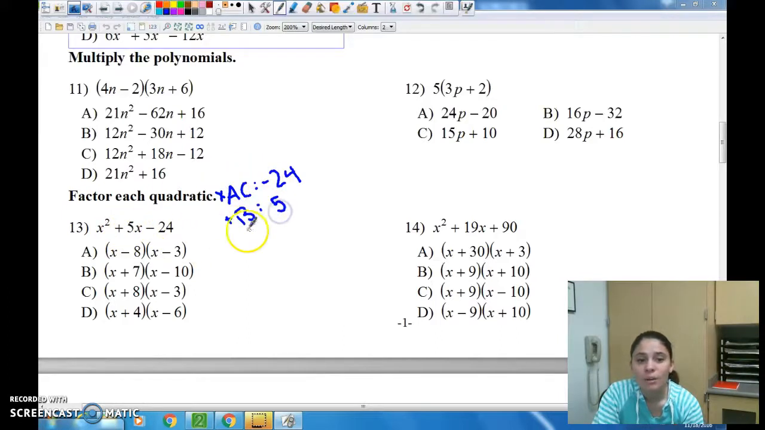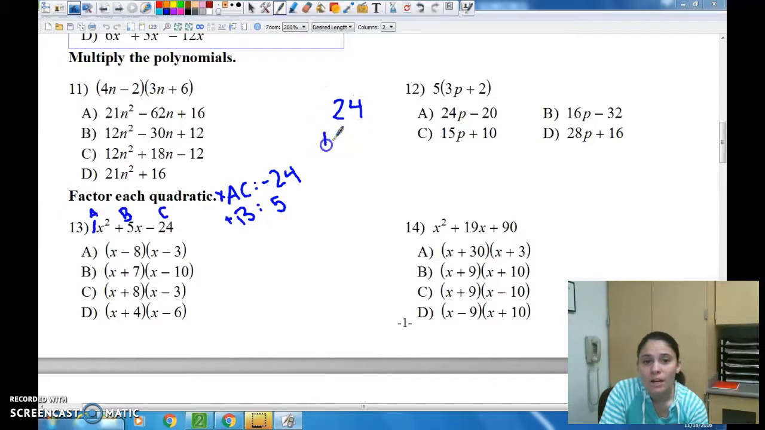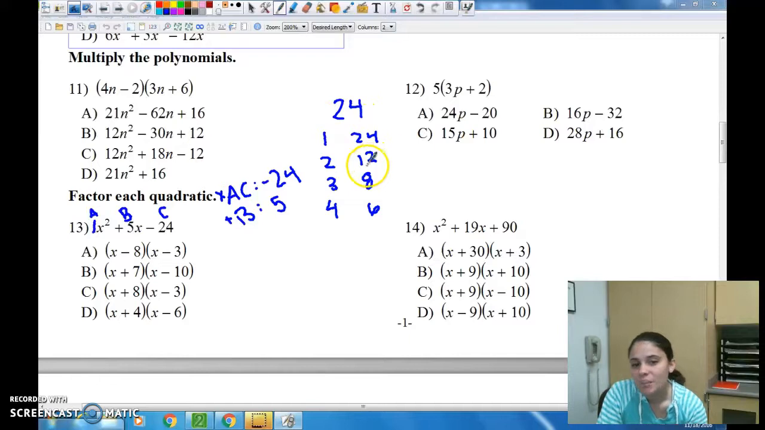And in case you don't remember how you know what A, B, and C are, A is the number in front of your x squared, so a 1. B is the number in front of x, so 5. And C is your constant on the outside, which is a negative 24. So now I'm going to go ahead and think of two numbers that multiply to negative 24, but add to 5. So if I think of factors of 24, I have 1 and 24, 2 and 12, 3 and 8, 4 and 6. So the only numbers that I can think of that I could combine to be 5 would be 3 and 8. So now I just need to figure out which one should be negative, and I think the 3 should be negative because a negative 3 plus 8 is a positive 5, where a negative 8 plus 3 would be a negative 5.